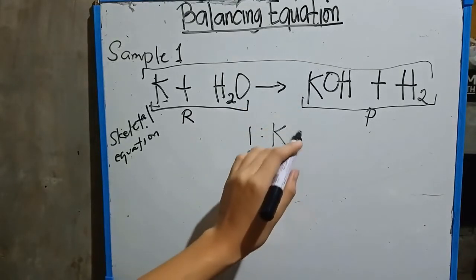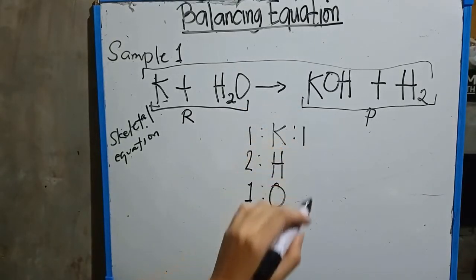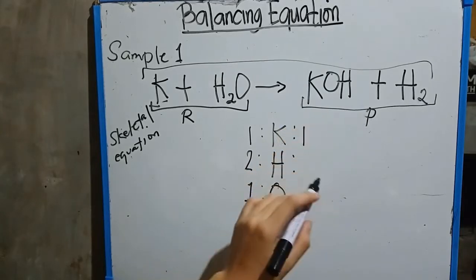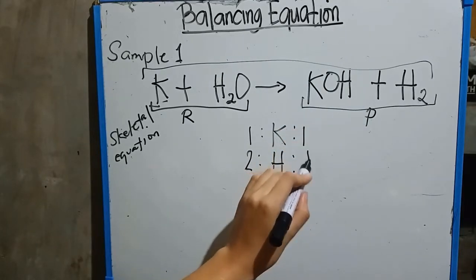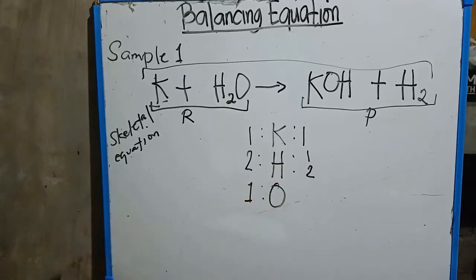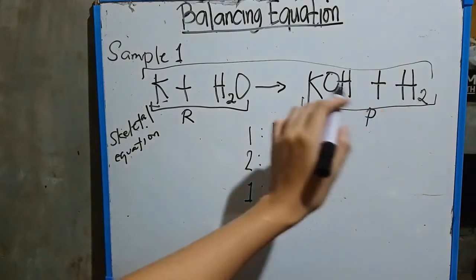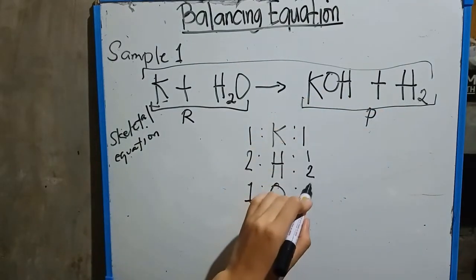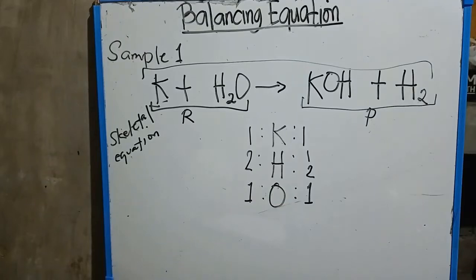Then in the product, our potassium is 1, our hydrogen is 3. I separate these so that if we add coefficients, we won't have difficulty. And our oxygen is also 1. So as you can see, our hydrogen is not balanced. What are we going to do in order to balance our chemical equation or skeletal equation?